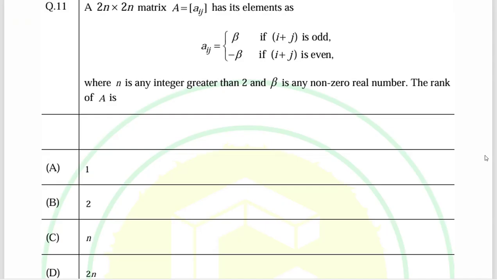The question is: a 2n by 2n matrix A = [Aij] has its element Aij equal to beta if the sum of its indices i plus j is odd, and Aij equal to minus beta if the sum of i plus j is even, where n is any integer greater than 2 and beta is any non-zero real number. The rank of matrix A is.